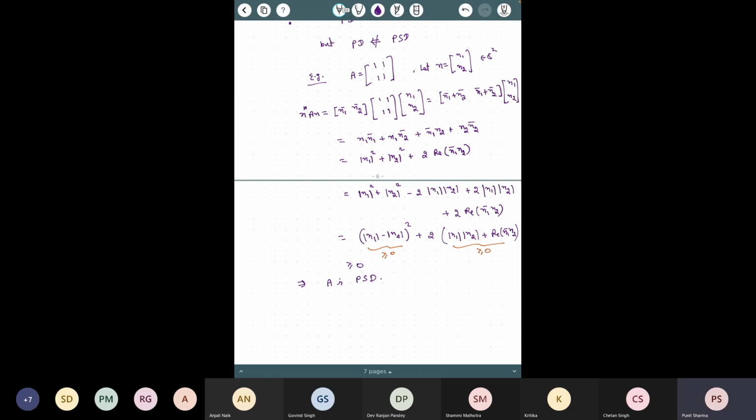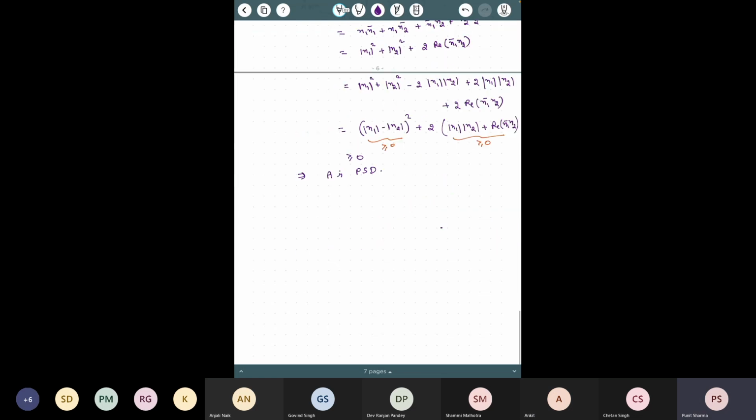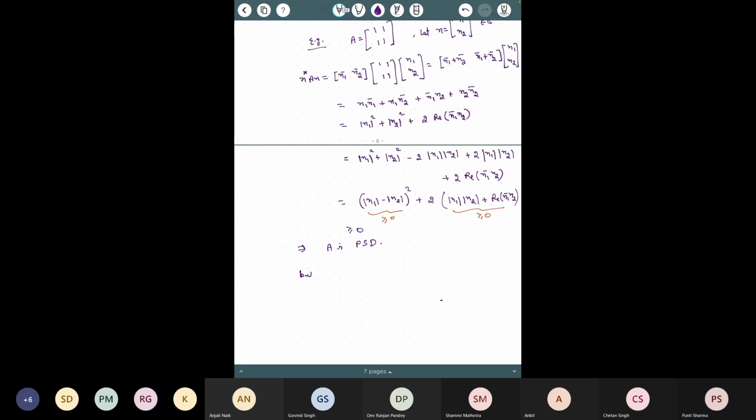If no, then you will have to give me a non-zero vector. So, 1, minus 1. If we take 1, minus 1, yes, I understand. So what he's saying is that if you take x as (1, minus 1), then this x is non-zero and x star Ax is 0. So this implies that A is not positive definite.